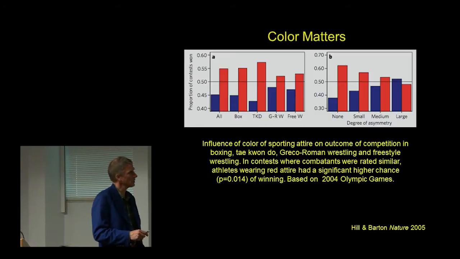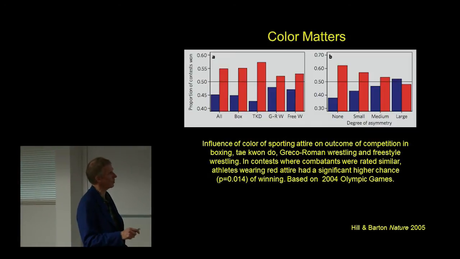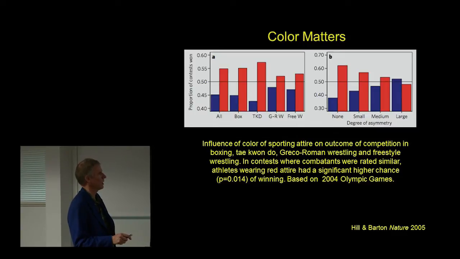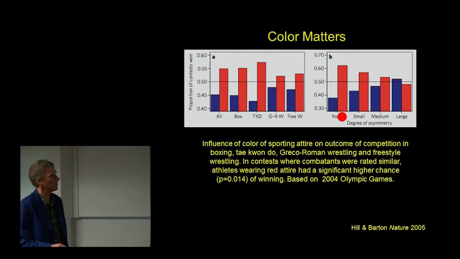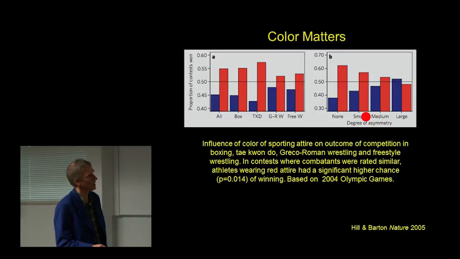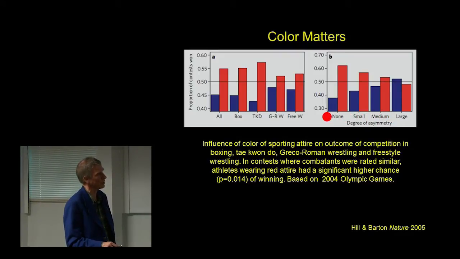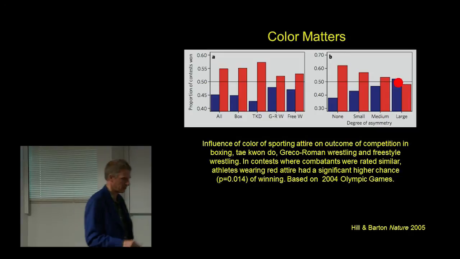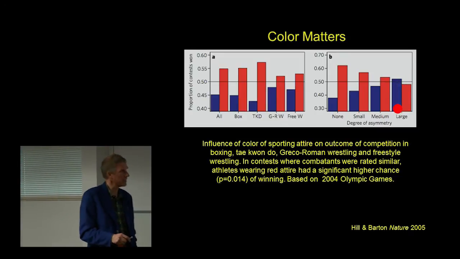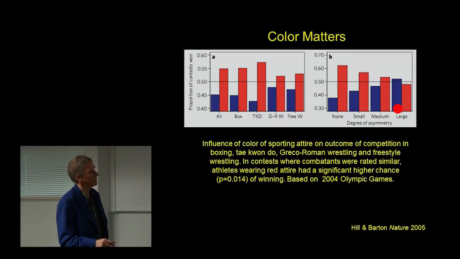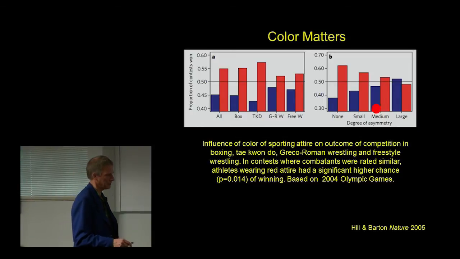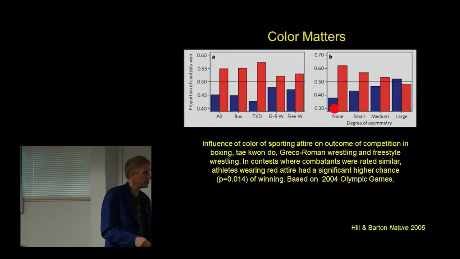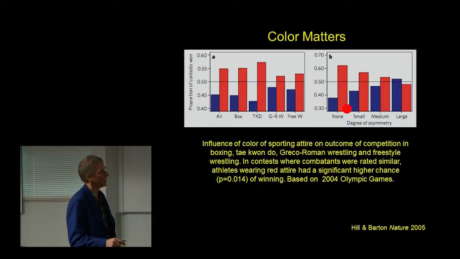Here you can see they average over all these sports: boxing, taekwondo, Greco-Roman wrestling, and freestyle wrestling. The more balanced people are, the less the effect. If there's a large degree of symmetry between wrestlers in terms of their ability and size, then color doesn't seem to matter a lot. But if there's a difference in their rankings or weight, then if you have red, you get a hugely enhanced, significant boost.